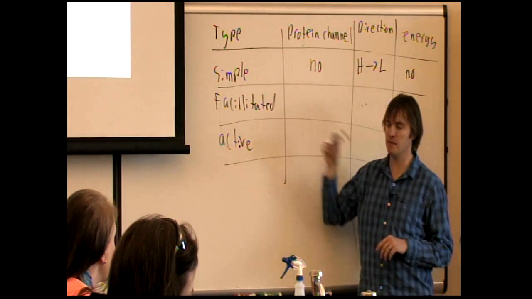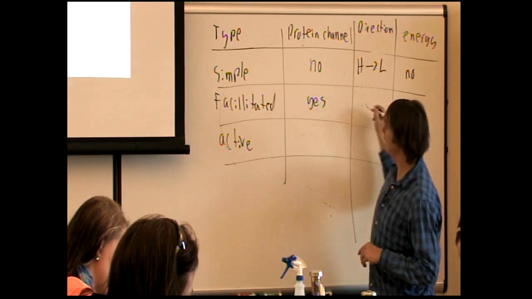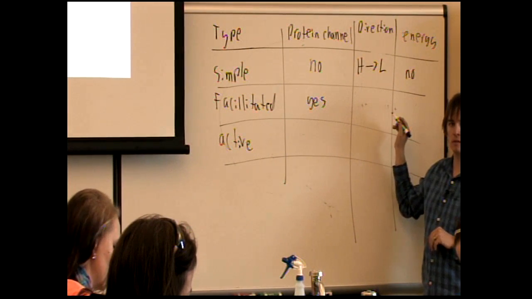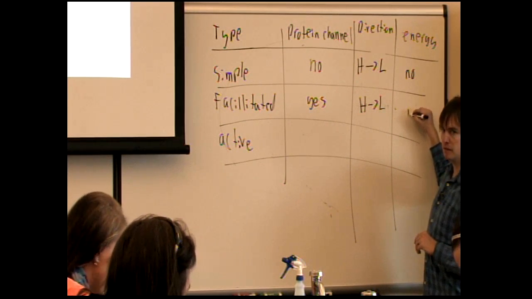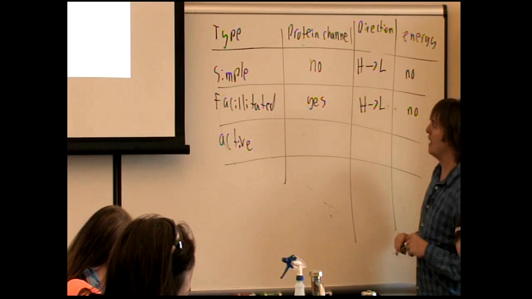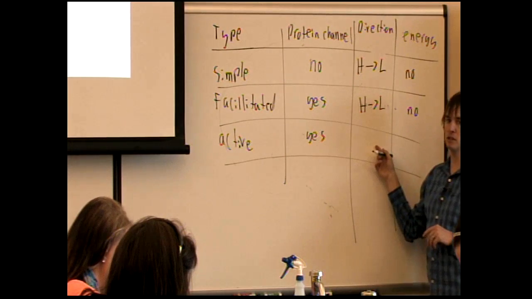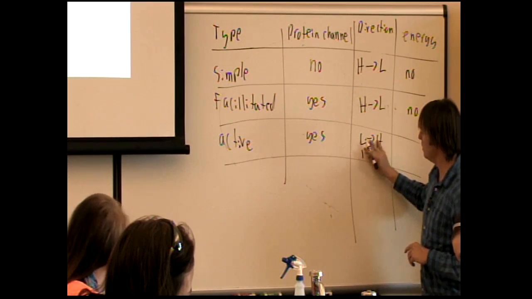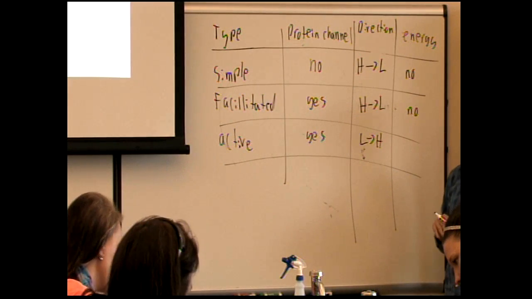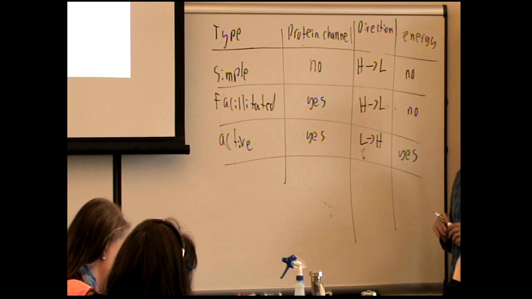No. What about facilitated diffusion? Protein? Direction? Still high to low. Energy? No. What about active? Channel? Direction? It technically could be both, but we'll just stick with low to high, because that's the difference. What about energy? All right. So that's the basics for those.